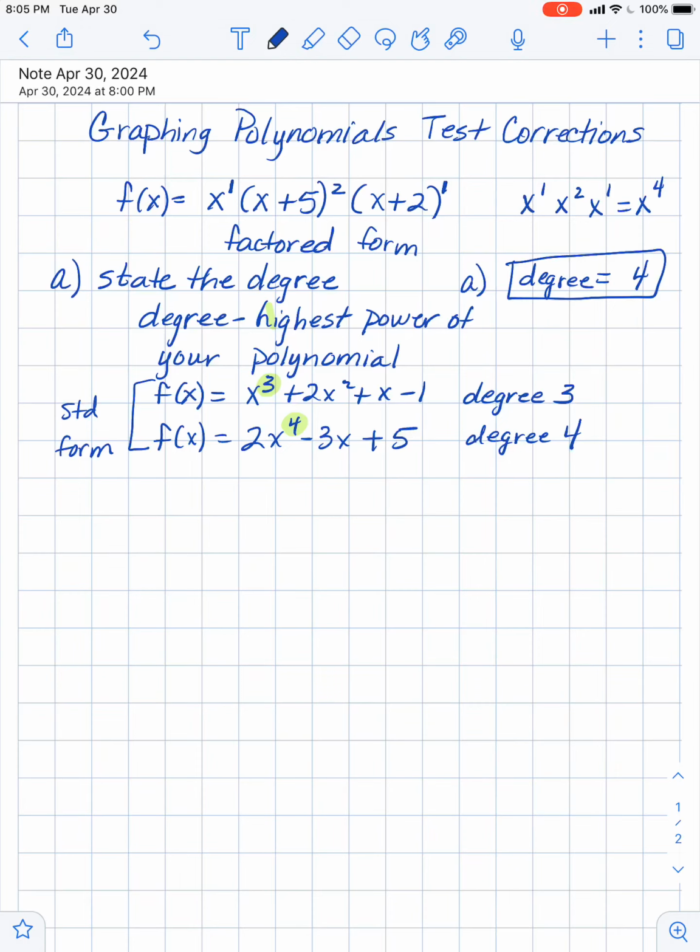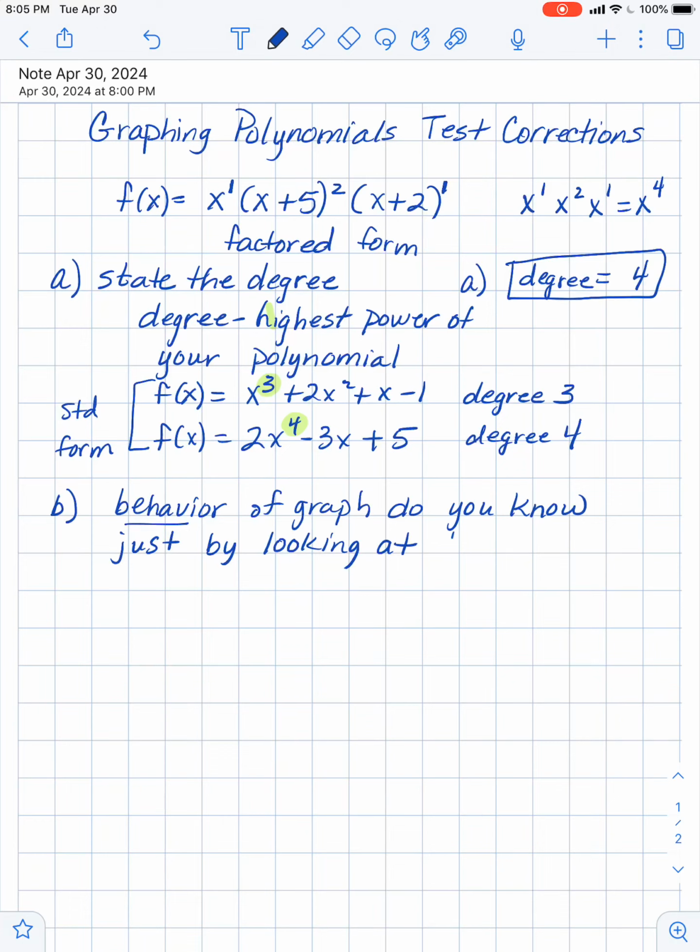Now the next one said, what information about the behavior of the graph do you know just by looking at the factors? Behavior of the graph means what is the graph doing? Your behavior is what you're doing.